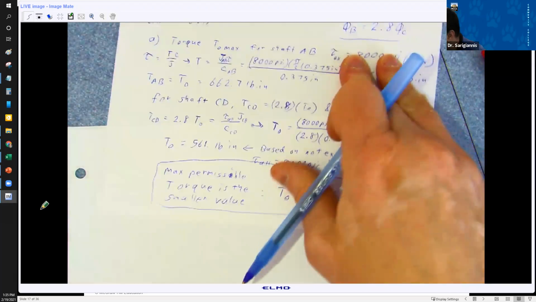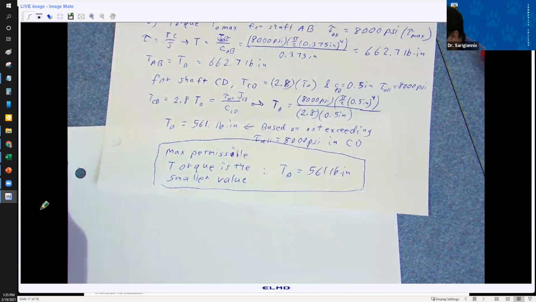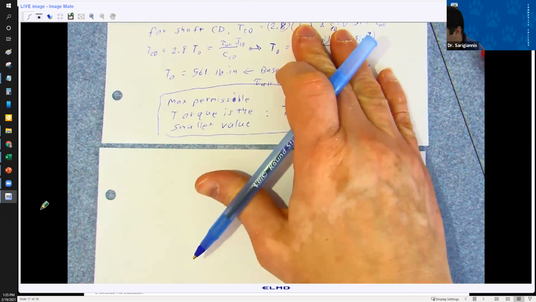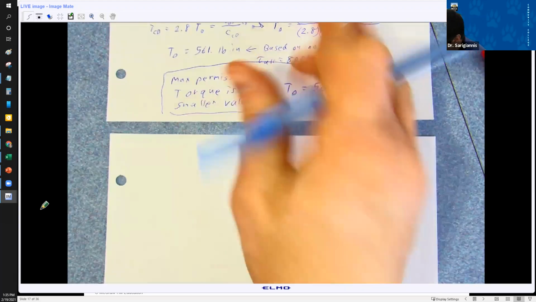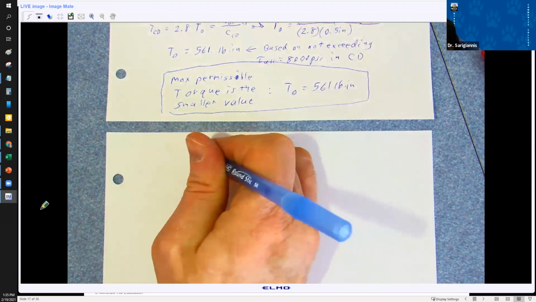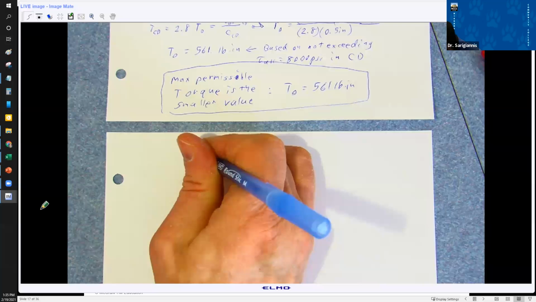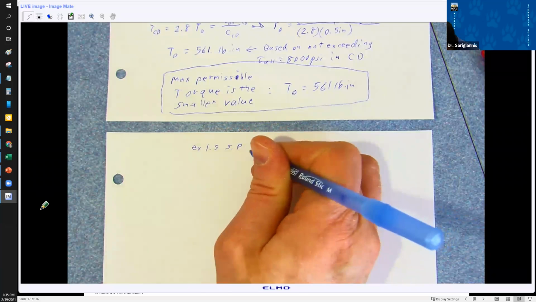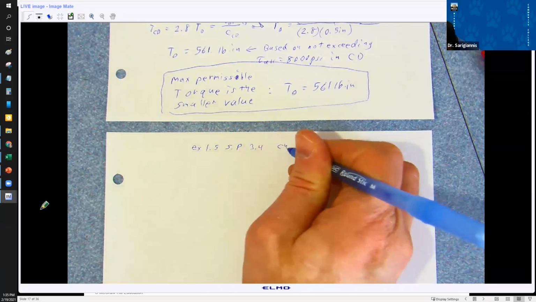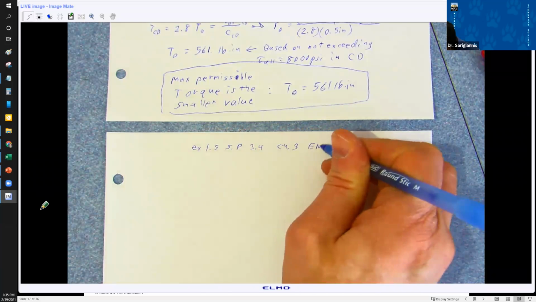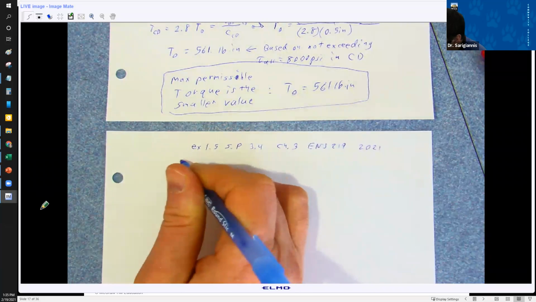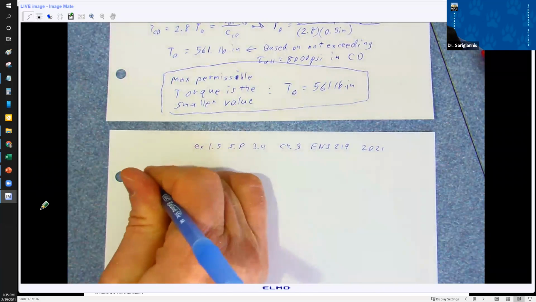All right, so now the next step is part B, the corresponding angle through which end A of shaft AB rotates. So let's start on a new page. Sample problem 3.4. Chapter 3. All right. Part B.